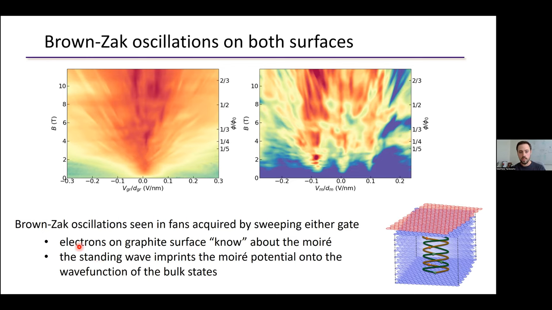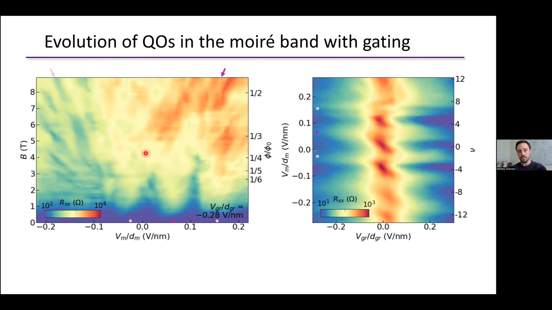My interpretation here is that the standing wave is effectively imprinting the Moire potential onto the wave function of the bulk states. So we can't fill those bulk states directly with the gate below the graphite, but the electrons nevertheless still feel the effect of the Moire potential, even though in principle the bulk should be screening it.